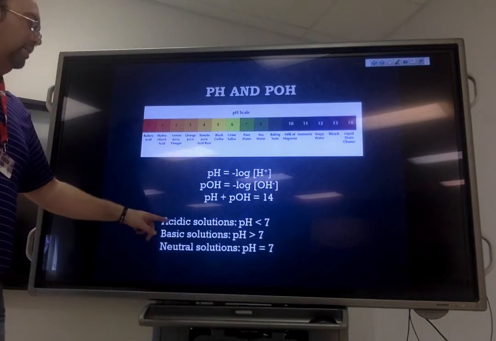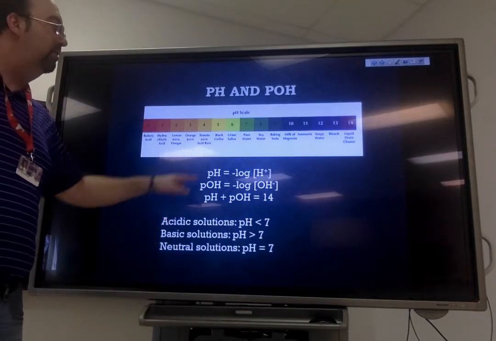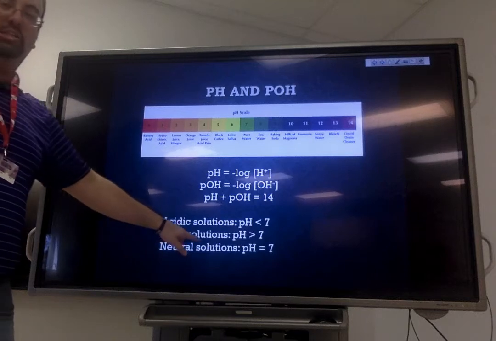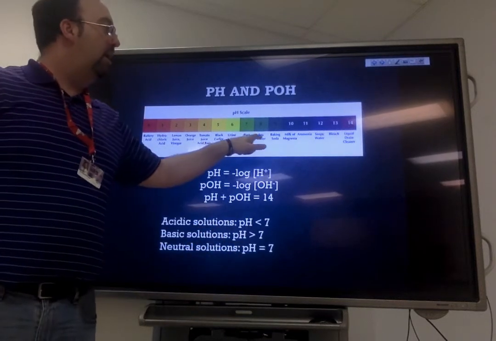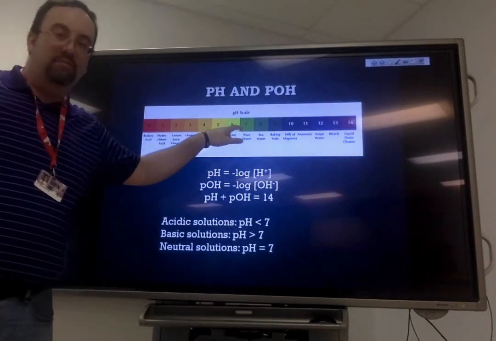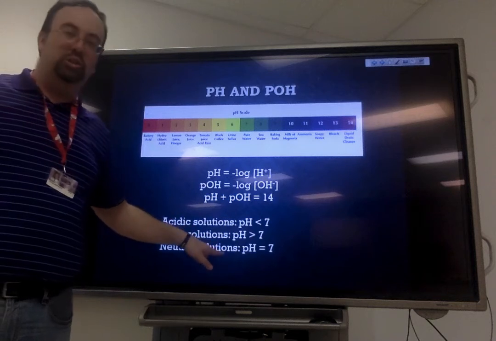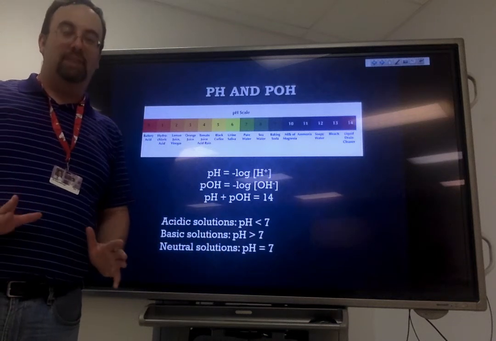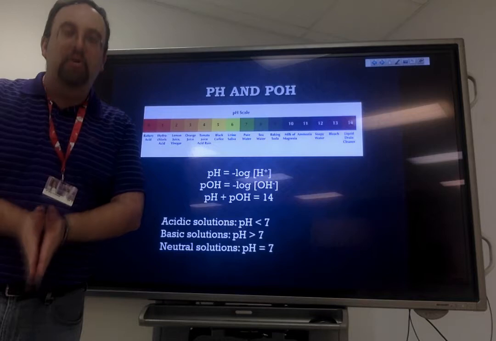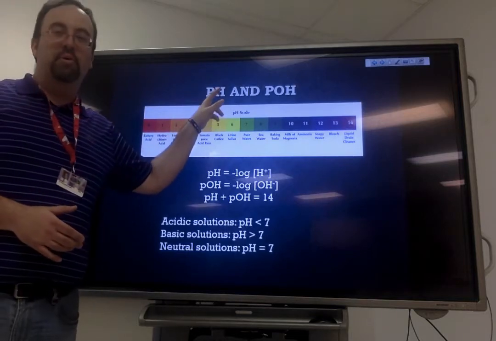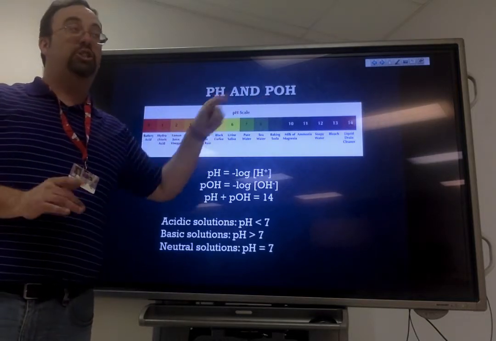And so for acidic solutions, pH is less than 7, so down here. Basic solutions, pH is greater than 7, up here. And then right here in the very middle, we have our neutral solutions where the pH is equal to 7. All right, let us go through a problem that involves solving for both pH and pOH.